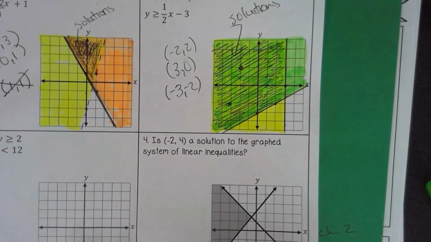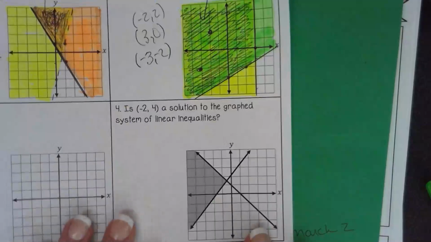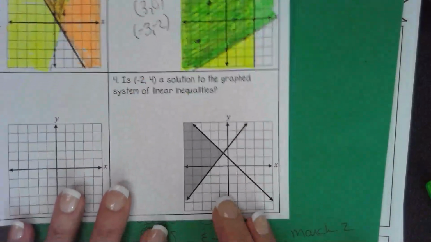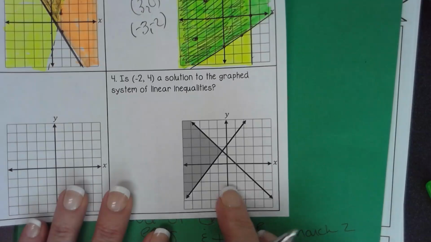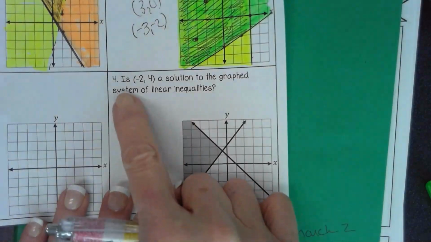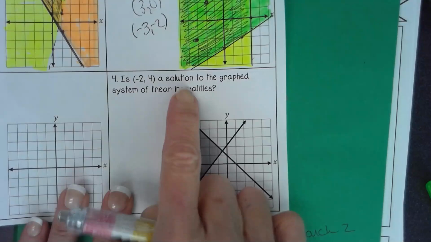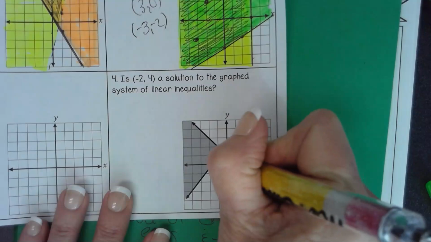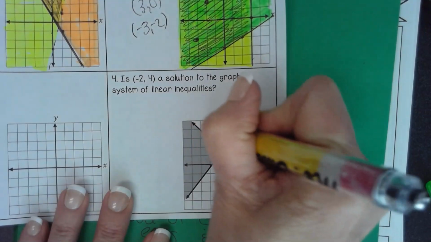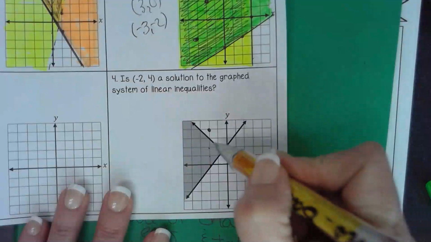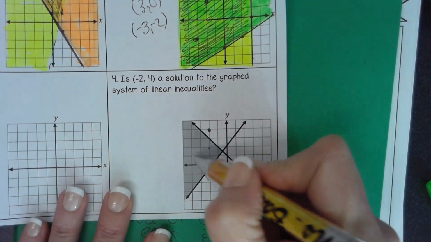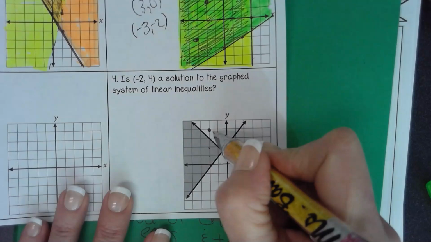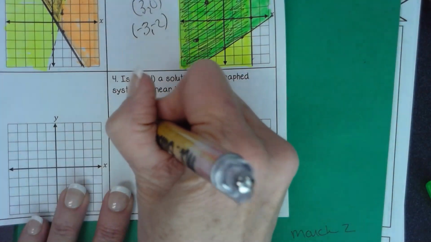Skipping around a little bit. Let's just take a look at this. They give you the system of inequalities, and they're asking you, is the point (-2, 4) a solution? Well, let's find that point. -2, 1, 2, 3, 4. It is outside the overlapping of the shading, so it is not a solution.